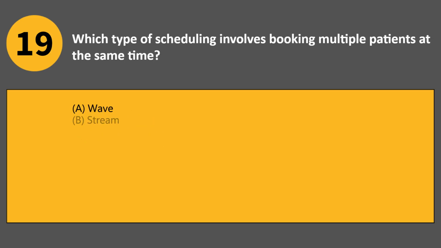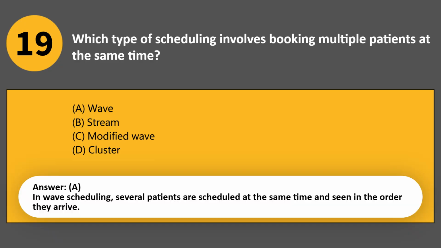Which type of scheduling involves booking multiple patients at the same time? A. Wave. B. Stream. C. Modified wave. D. Cluster. Answer A. In wave scheduling, several patients are scheduled at the same time and seen in the order they arrive.